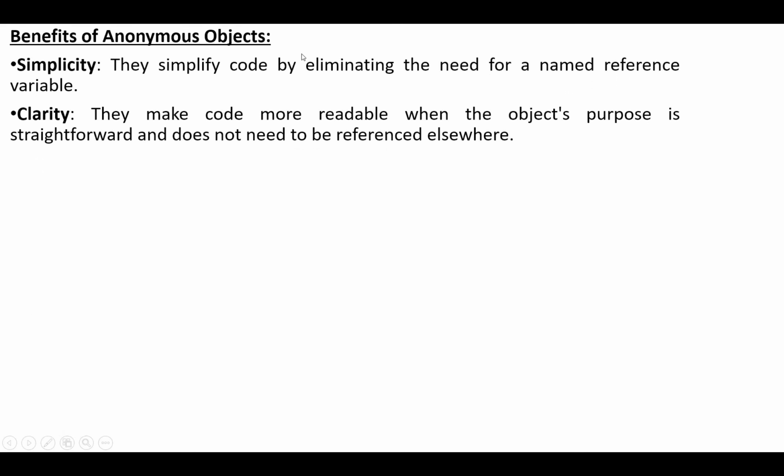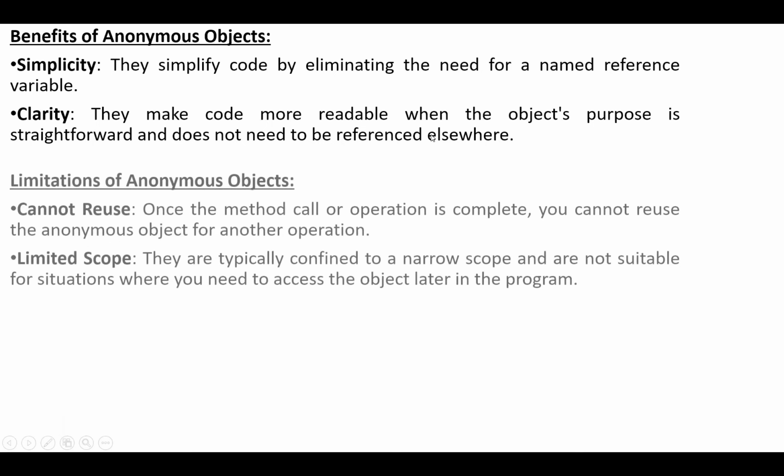Benefits of anonymous object. Simplicity: they simplify code by eliminating the need for a named reference variable. Clarity: they make code more readable when the object's purpose is straightforward and does not need to be referenced elsewhere.